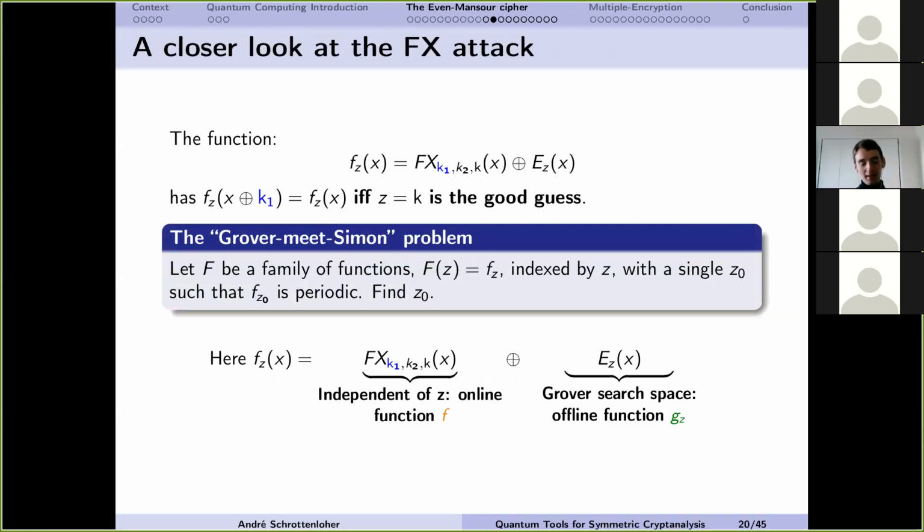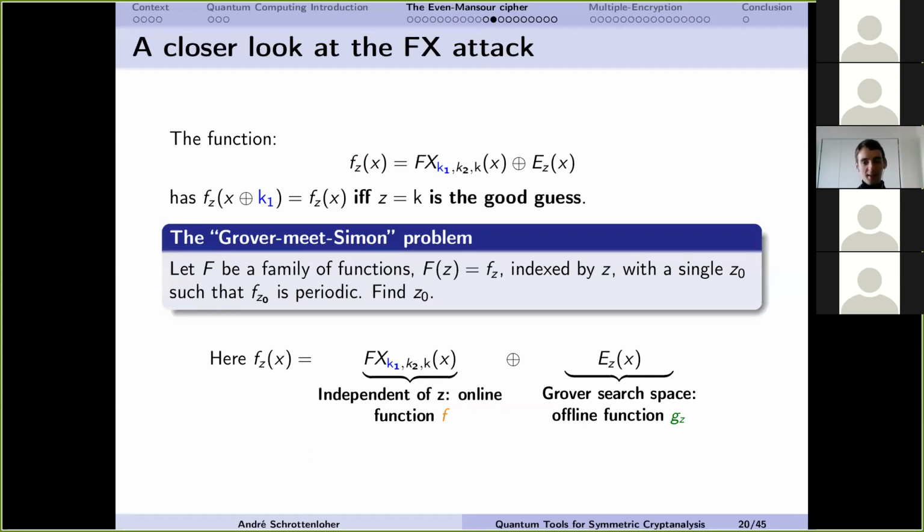If you look at the problem that this attack is solving, it is the following. You are given a family of functions. You want to find the single one that is periodic, because there is one of them that is periodic, and you want to find it. And so in full generality, you're going to combine Grover search and Simon's algorithm for that.